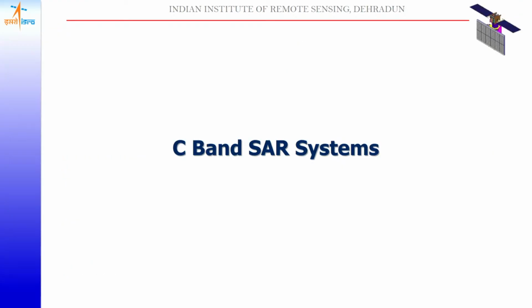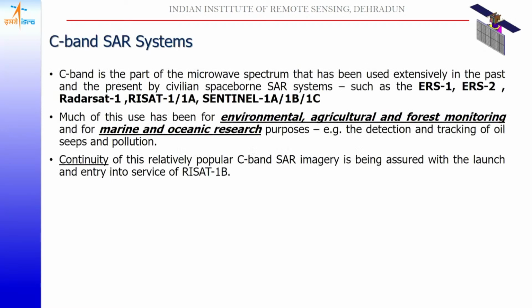Now after X band, mostly the civilian application is done in case of the C band system. So mostly you can see our systems which have free data available are the C band systems. The C band SAR system is a part of the microwave spectrum that has been extensively used in the past, with satellites like IRS-1, IRS-2, RADARSAT-1, RISAT-1, 1A, Sentinel-1A, 1B and 1C. It has been used for different environmental, agriculture and forest monitoring, as well as maritime and oceanic research also.